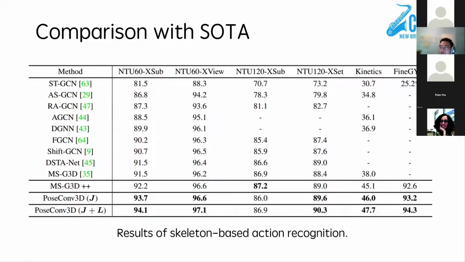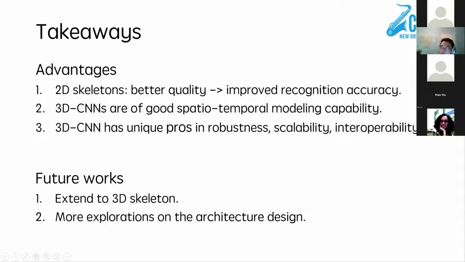We also achieve strong performance on action recognition based on multiple modalities, and you can refer to our paper for these results. And here we summarize the advantages of PoseC3D. With 3D-CNN, PoseC3D has good spatial temporal modeling capability and has unique advantages in robustness, scalability, and interoperability. Meanwhile, there still exist some directions worth exploring, which include extending the framework to 3D skeletons and better architecture design to improve the efficacy and efficiency.